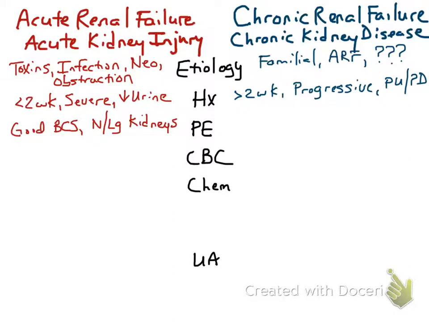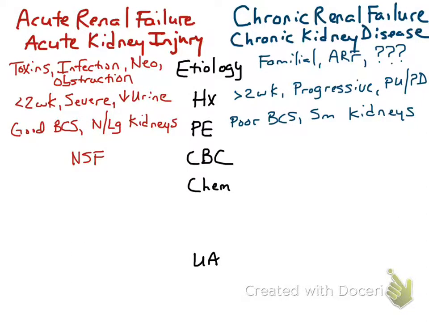On physical exam, animals with acute renal failure tend to have a good body condition score, and if you palpate the kidneys, they might be normal sized or enlarged. But animals with chronic renal failure tend to have a poor body condition score, and their kidneys tend to be small from fibrosis.